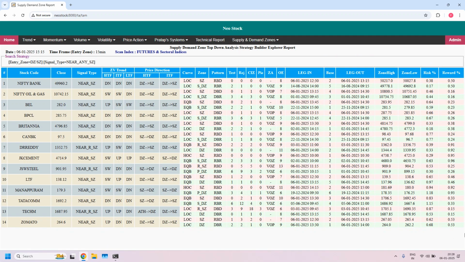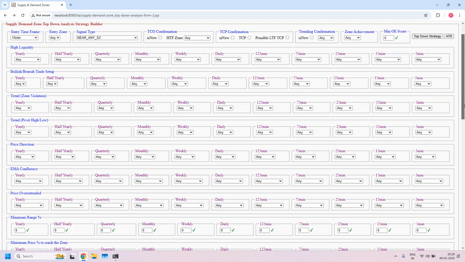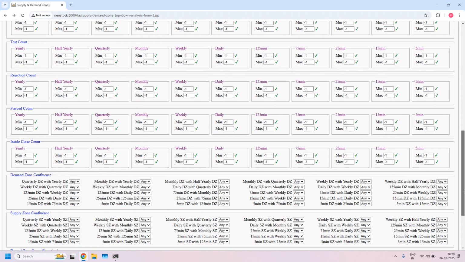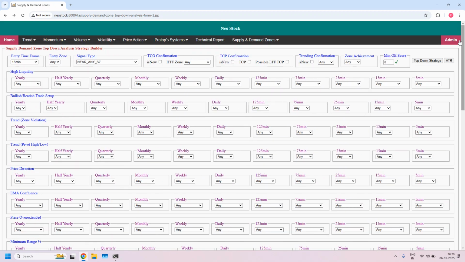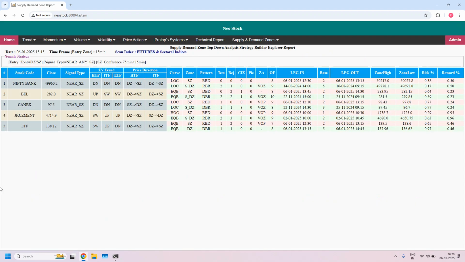14 stocks are filtered. Let's verify how many of these stocks are having ITF supply zone confluence. That is 15-minute supply zone with 75-minute supply zone confluence. I am enabling this filter. We got 5 stocks. All these 5 supply zones are part of the 75-minute supply zone.